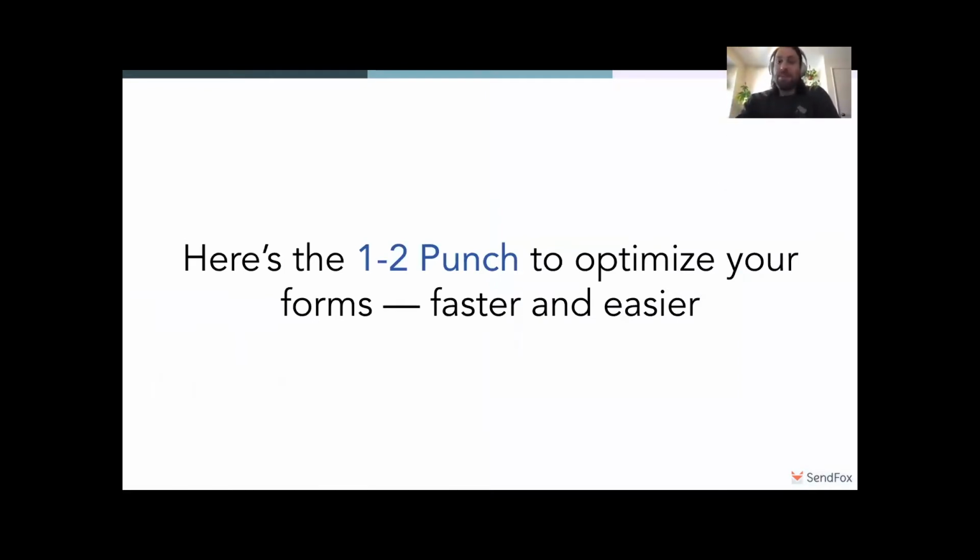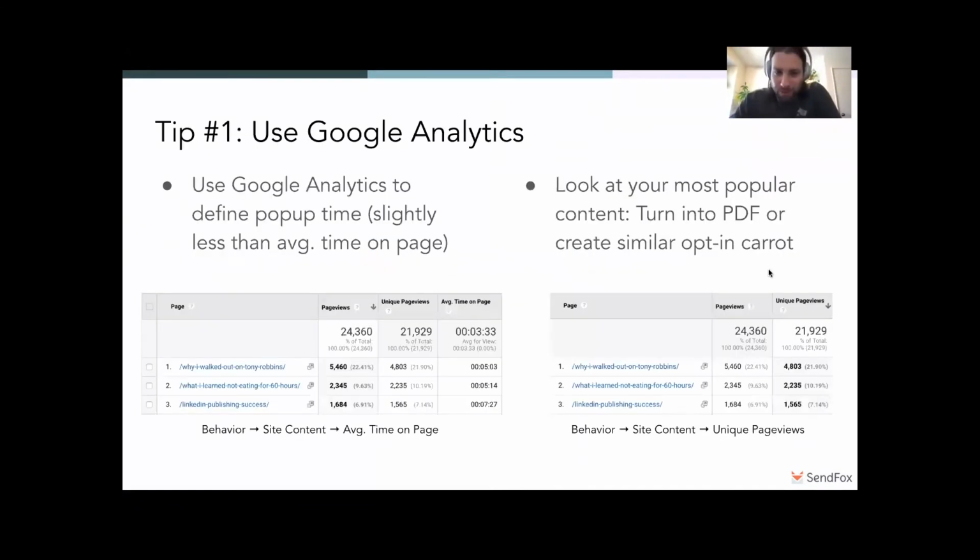Because if we're thinking about writing emails, we really want to make sure that we're actually getting email subscribers. If we spend 14 hours writing an email that only 2 people see, it doesn't matter unless we get the people in the door first. So here's a 1-2 punch to optimize your forms faster and easier than before. Here's a trick, and it's such a simple trick.